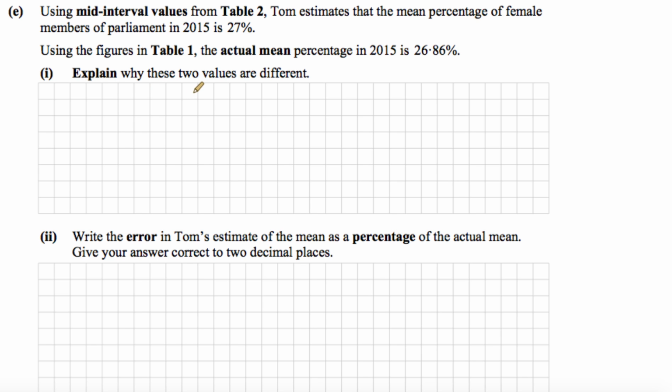Part E says, using mid-interval values from table 2, Tom estimates that the mean percentage of female members of parliament in 2015 is 27%. Using the figures in table 1, the actual mean percentage in 2015 is 26.86%. Explain why these two values are different. Well, as I was saying, the mid-interval value assumes that every value in that interval is the same, which is not the case. So that is why the values are different. So we just write that down.